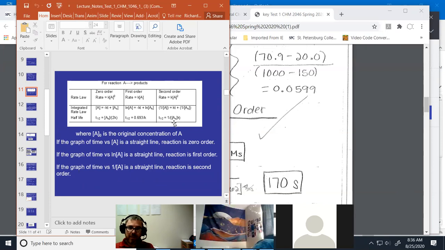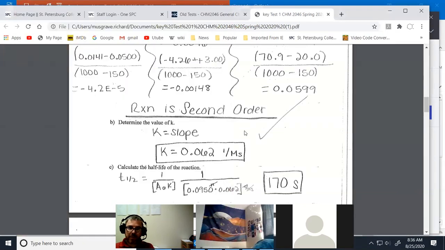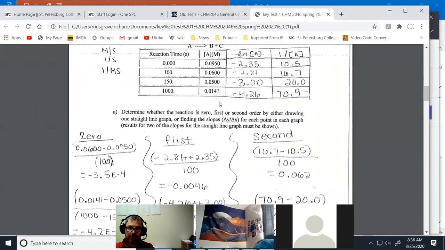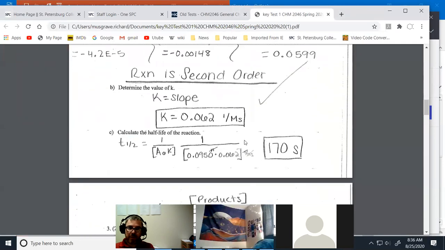If you remember, A0 is the initial concentration of A, which we can get from the table. So in this case, it's 0.950. The K value we've already got as well, 0.062. You can see the units cancel, and we'd be left with time here.